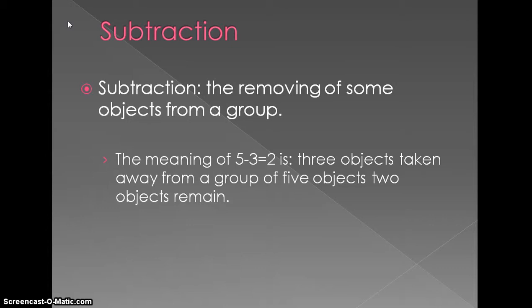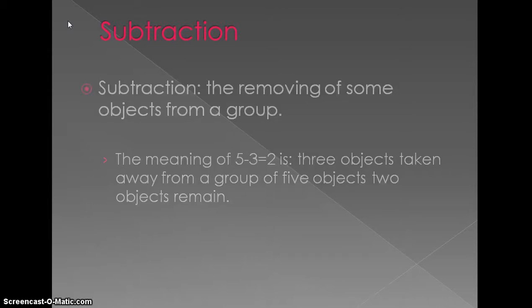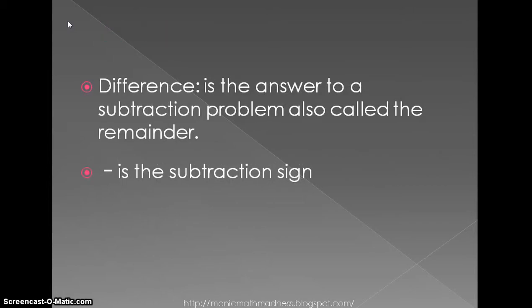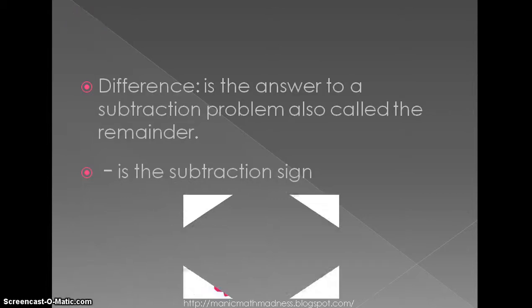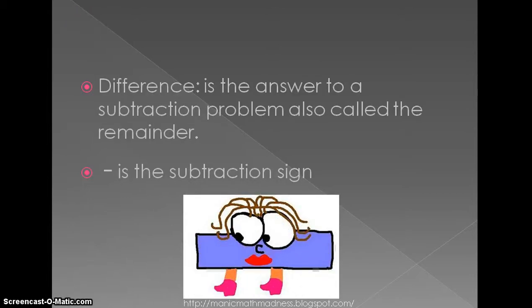The opposite of addition is subtraction. Subtraction is the act of removing some objects from a group. The meaning of 5 minus 3 equals 2 is 3 objects taken away from a group of 5 objects, 2 objects will remain. Difference is the answer to a subtraction problem. It is also called the remainder. The sign that is designated with subtraction is the minus sign.